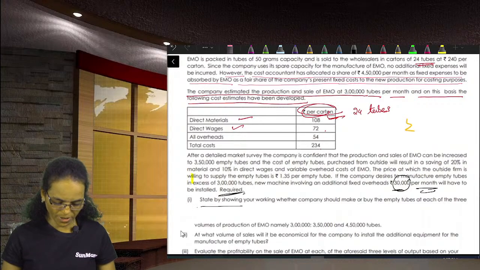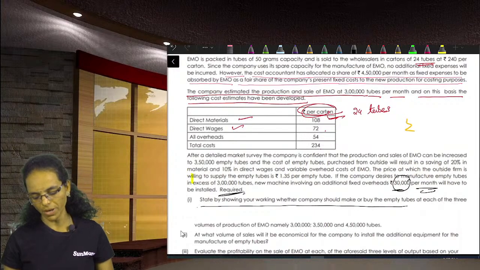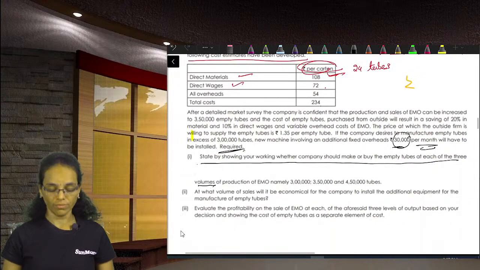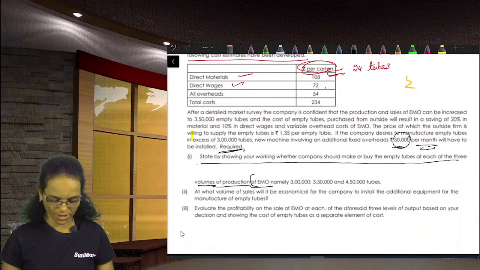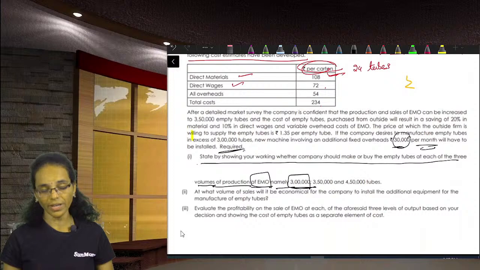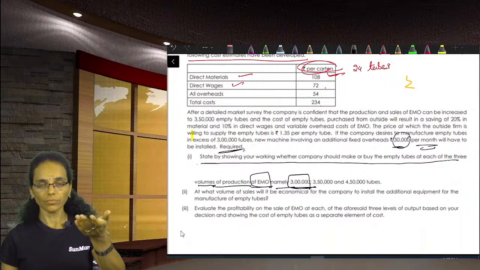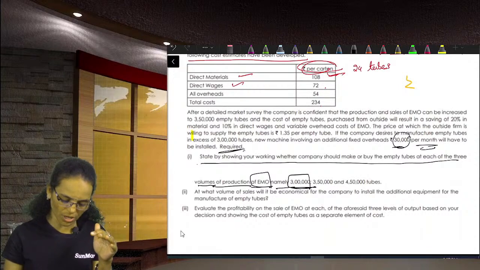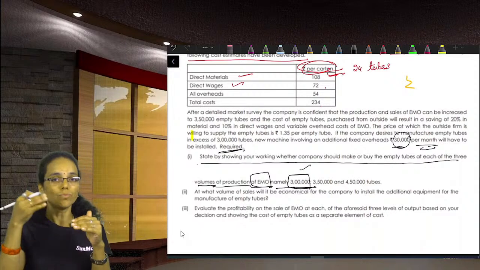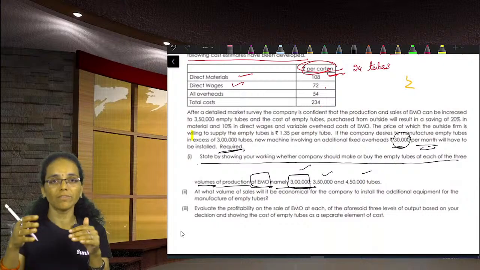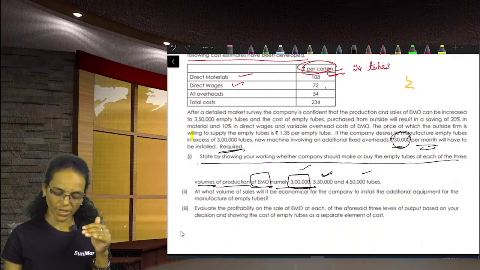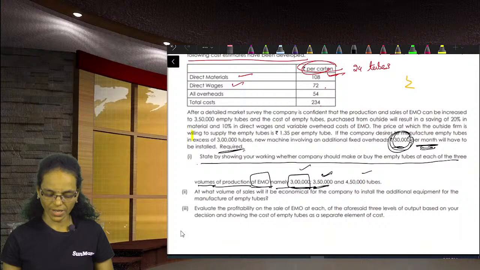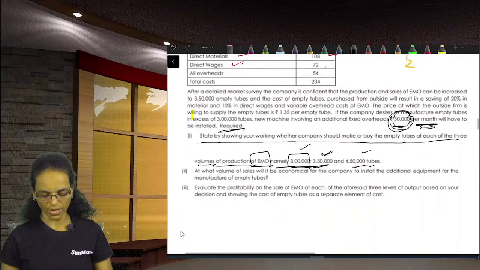What is required? State by showing your workings whether the company should make or buy empty tubes at each of the 3 volumes of production of EMO, namely 3 lakh, 3,50,000 and 4,50,000 tubes. At 3 lakh units, we are not going for any enhancement of capacity. Whatever capacity we have can produce up to 3 lakh units. If we want to produce more than 3 lakh units, we need to enhance our capacity, for which we must install new machinery costing 30,000 rupees per month additional expenditure.